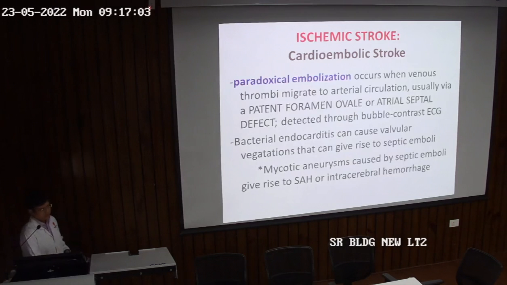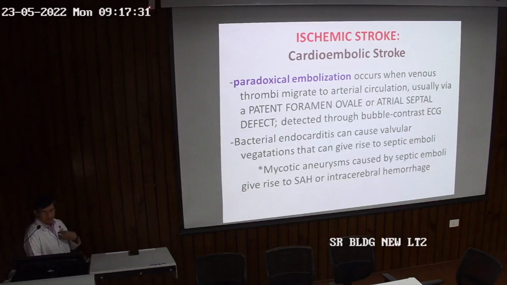And there is also paradoxical embolization. Paradoxical embolization occurs when venous thrombi migrate to the arterial circulation. The embolization usually goes from the left side of the heart, but in certain cases the embolization can occur from the right side of the heart, and this is known as paradoxical embolization. But for paradoxical embolization, you must have a patent foramen ovale or an atrial septal defect.